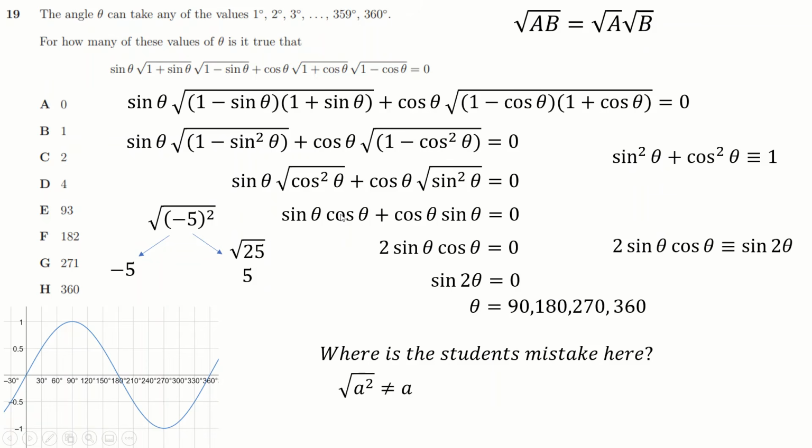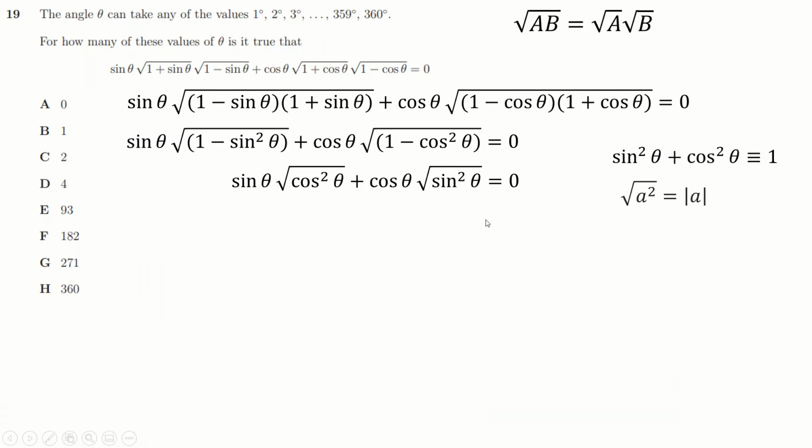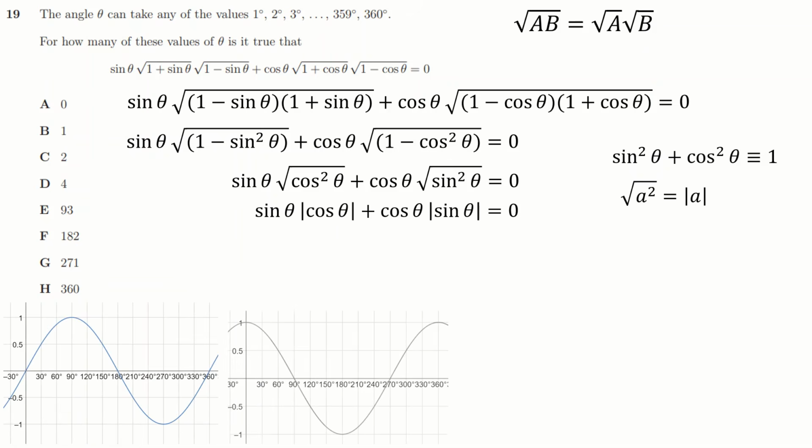Actually, root of a squared is not a, it's mod a. So actually, I need to replace this cos and this sine with a mod cos and mod sine, like this. And now there's plenty of ways to finish this question off. The way that I did it, I drew the sine and cos graph, which of course I had drawn many times during this paper, so I already had those to hand.